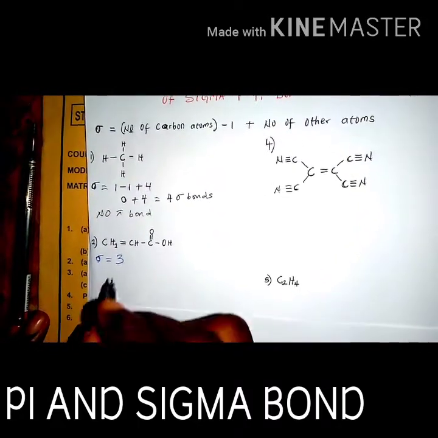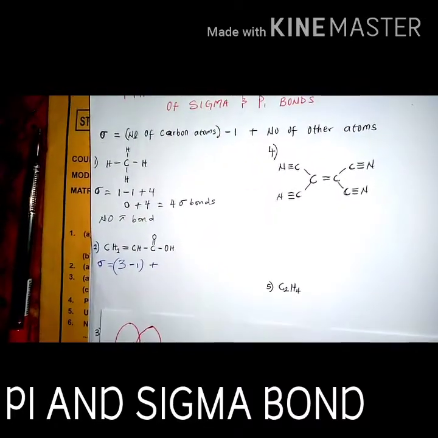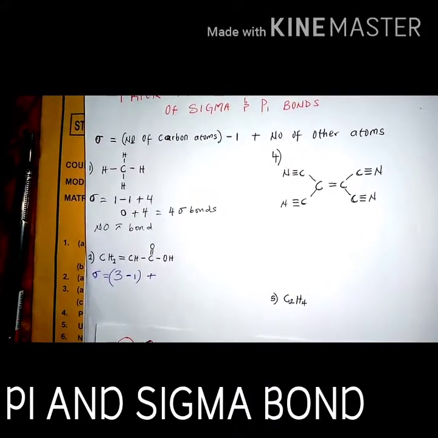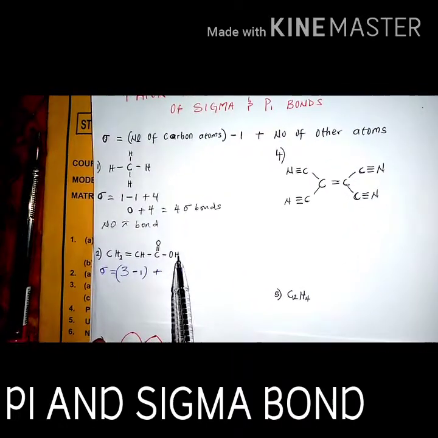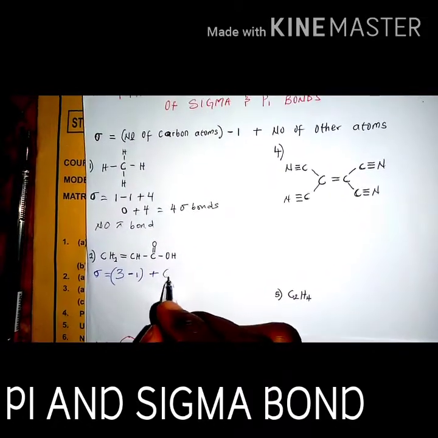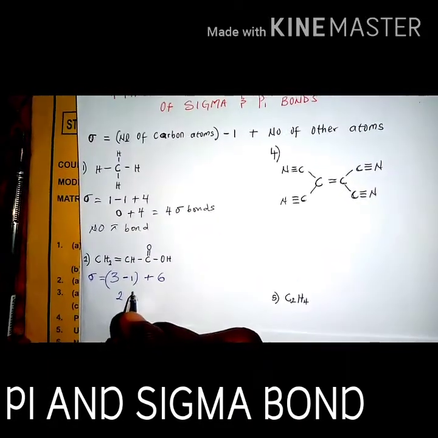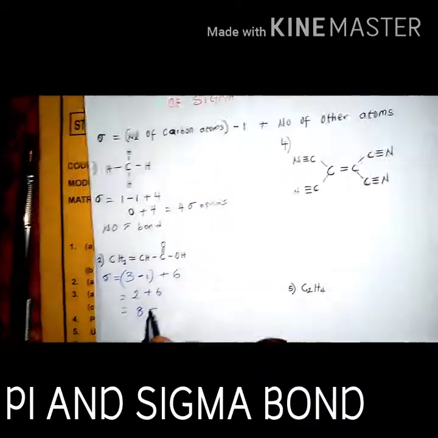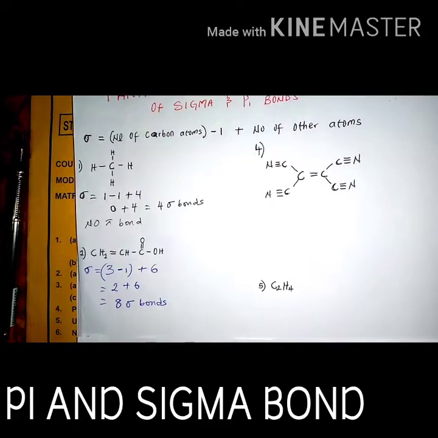3 minus 1 plus number of other atoms. Now what are the other atoms I can see here? Okay, I have 2 hydrogen here, plus this one making it 3, plus this one 4, plus this oxygen atom 5, plus this one 6. So I bring my 6 down. Now 3 minus 1 is what? 2, plus 6. That should give me 8 sigma bonds. Very easy. Now we have gotten the number of sigma bonds.